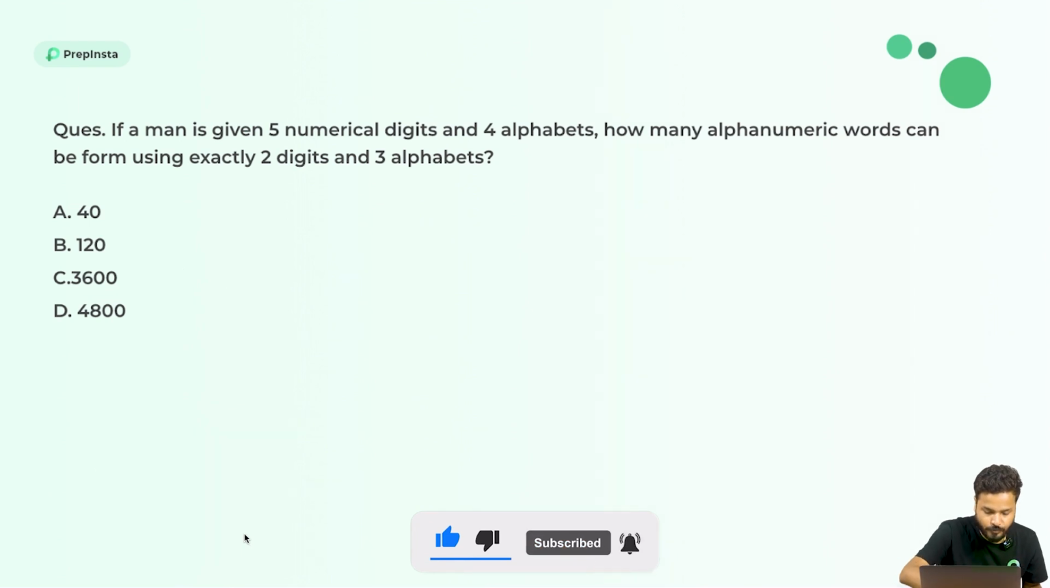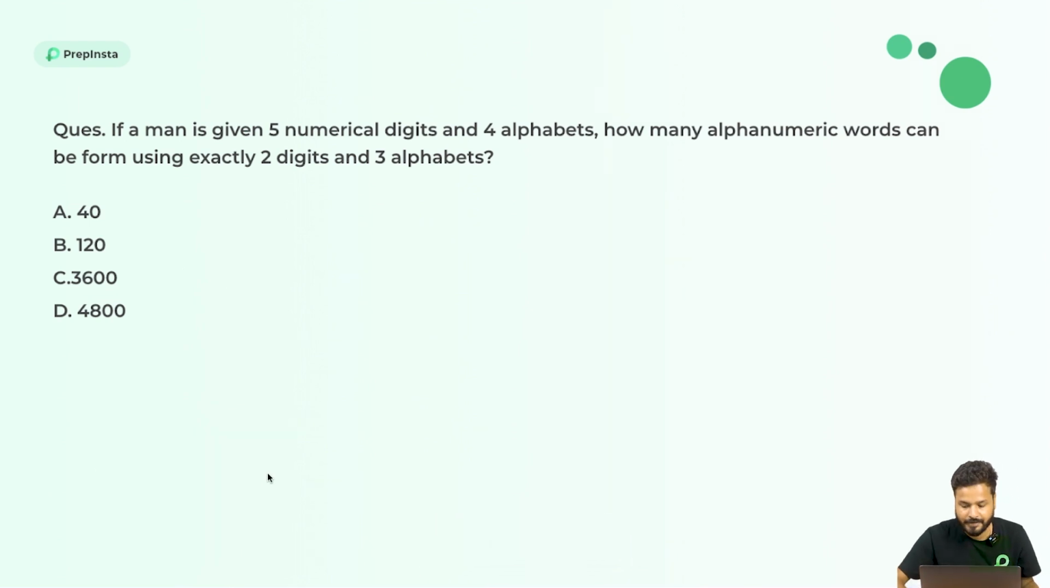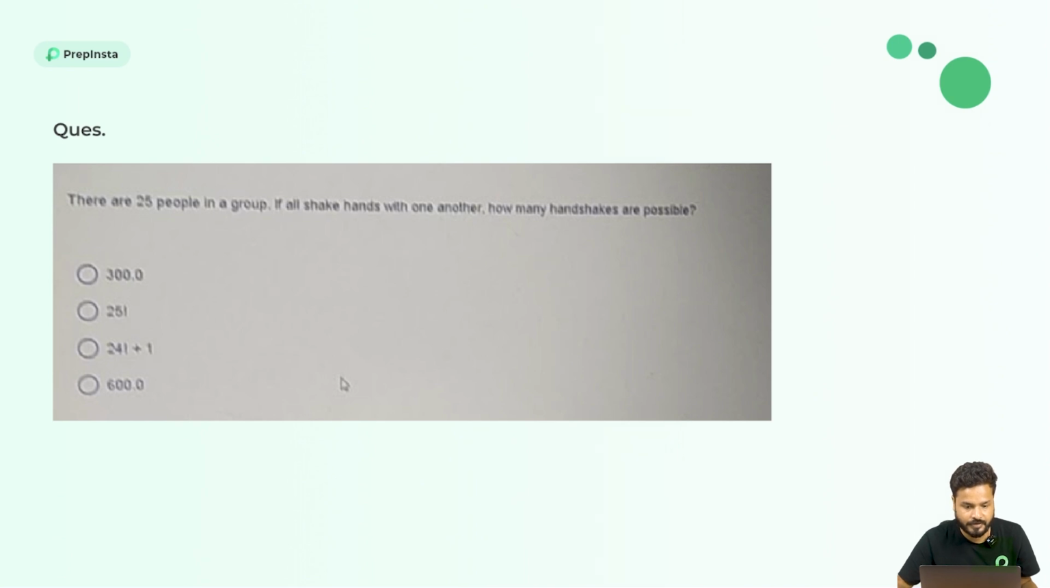Okay, so let's move on to the next question from here, guys. So here's the next question on your screen. It's a very easy question. This is again one of the questions that Infosys asks a lot of times, and it is a question that you can answer in 1 or 2 seconds, not more than that. There are 25 people in a group. If all shake hands with one another, how many handshakes are possible?